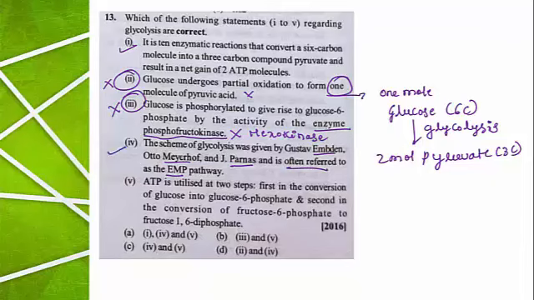ATP is utilized in the first step, the conversion of glucose into glucose 6-phosphate, and in the second, the conversion of fructose 6-phosphate into fructose 1,6-diphosphate. This is also right. So what is asked? Which are the correct statements? The right statements about glycolysis are option A. 1, 4th and 5th are right. Second and third are wrong.